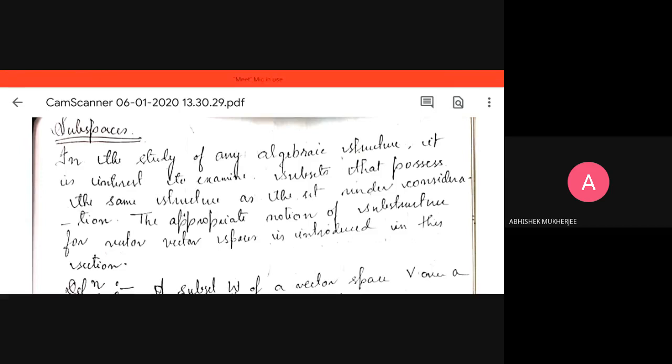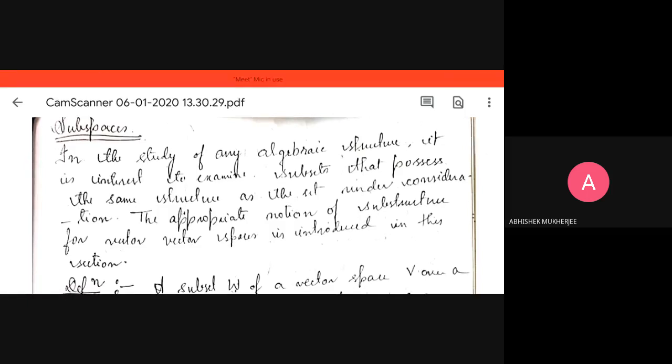Transformation. But today I will give some ideas about subspaces, bases, span, this type of topics. So first I will discuss subspace. Here I have given some introduction.